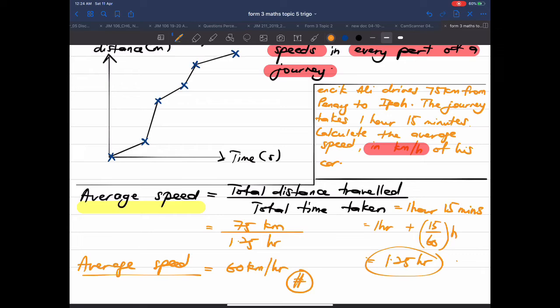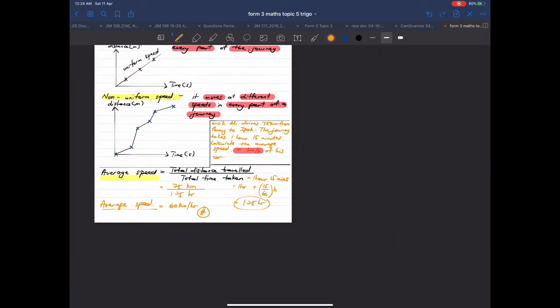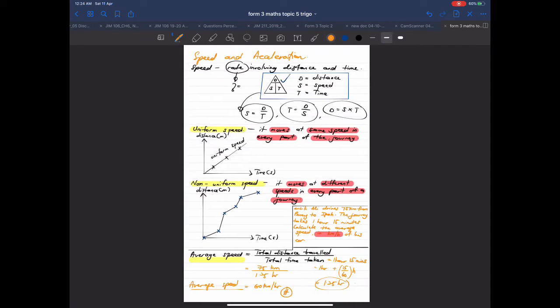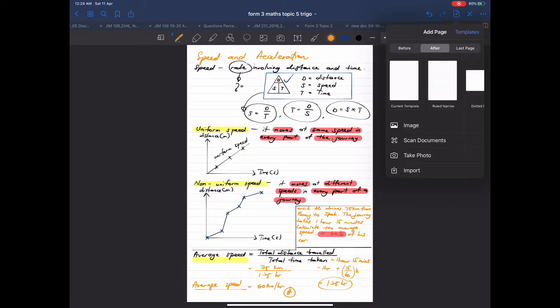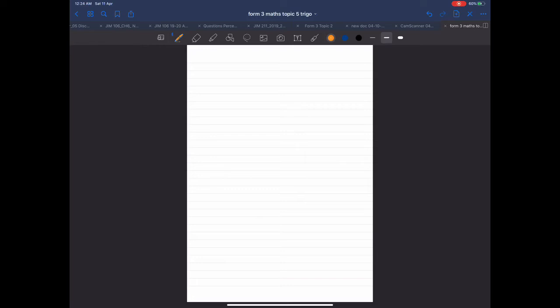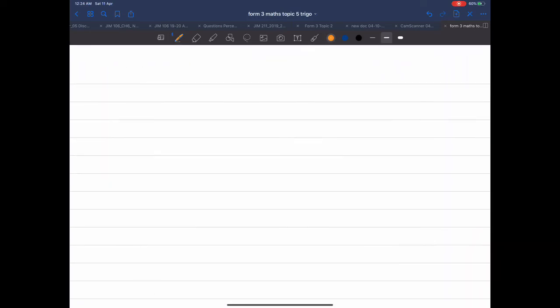Okay, that is the one example, and this is the easiest example. Okay, this is not something hard. This is the easiest example. So next, okay, next it's actually about acceleration. Okay, acceleration.